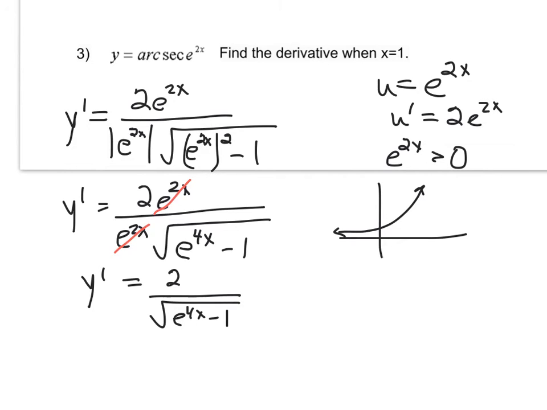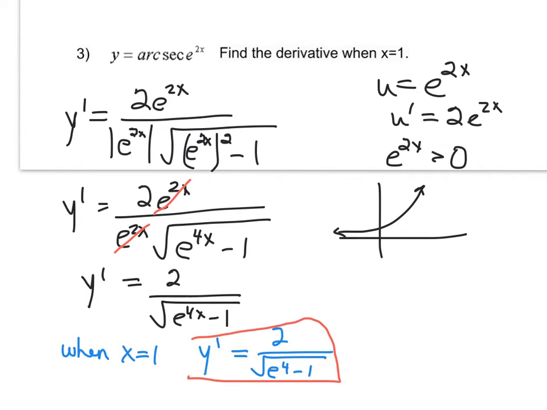Now, we want to find this derivative when x is equal to 1. So we're going to say, oh, that's not too difficult. We're going to substitute 1 in for x. So y prime is equal to 2 over the square root of e to the 4 times 1 minus 1. Now, in an example like this, I'm just going to leave my answer just like that. If this were an application problem where I would need a value for this, what I've shown you right now is called the exact value. I didn't do any rounding. It's exactly what my answer is. But if I want an approximate answer, I could, of course, put this on my calculator and round it to 3 decimal places.